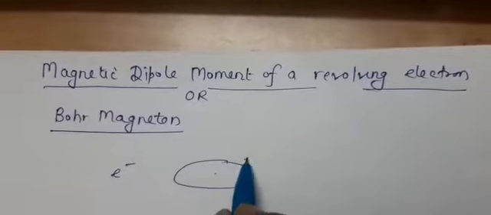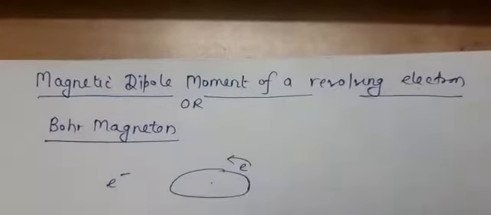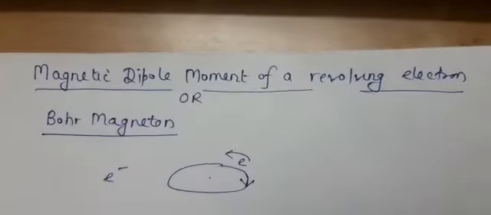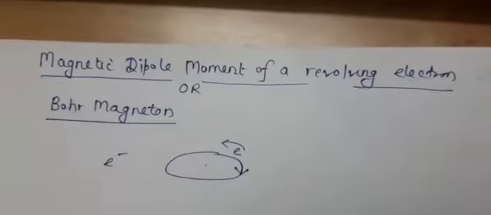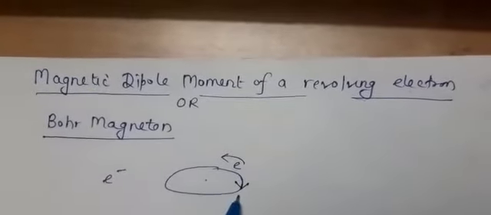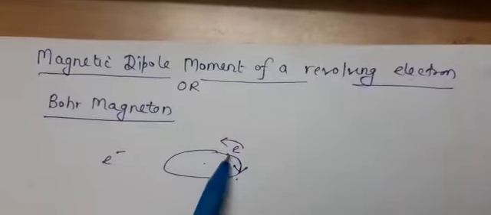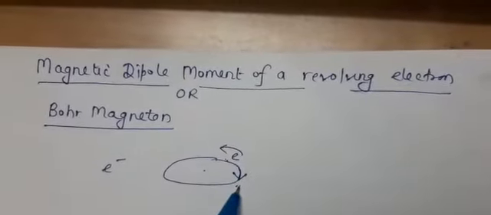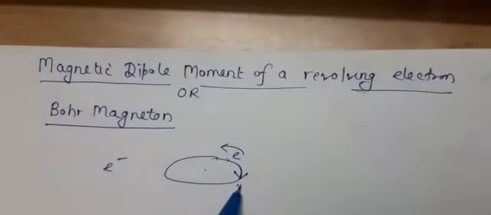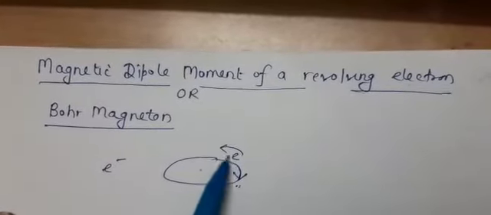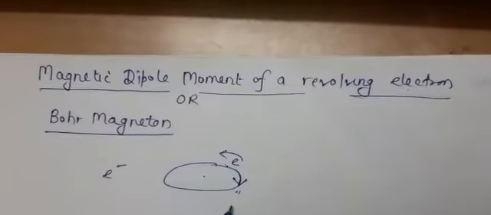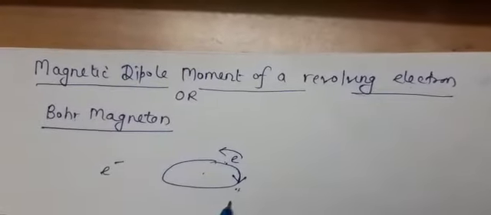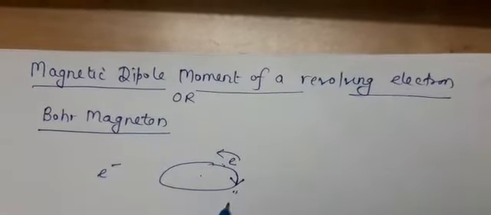So when the electron is moving in this direction, current will flow in the opposite direction. As we all know, current is due to movement of electrons, but the direction of motion of the electron is opposite to that of current. So a revolving electron is like a loop of current which has a definite magnetic moment.